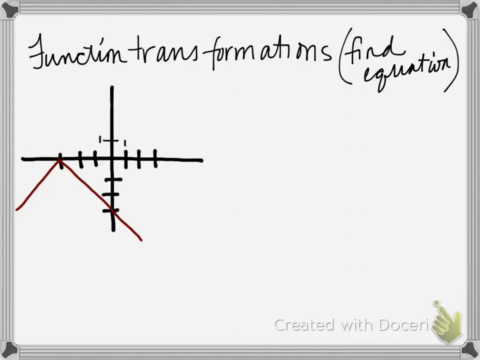Welcome to function transformations, finding the equation. The first thing that we need to do is determine what type of function we're dealing with. When I look at the graph on the left-hand side here, I can see that that is the absolute value function. So I'm just going to remind you that f of x is equal to the absolute value of x.